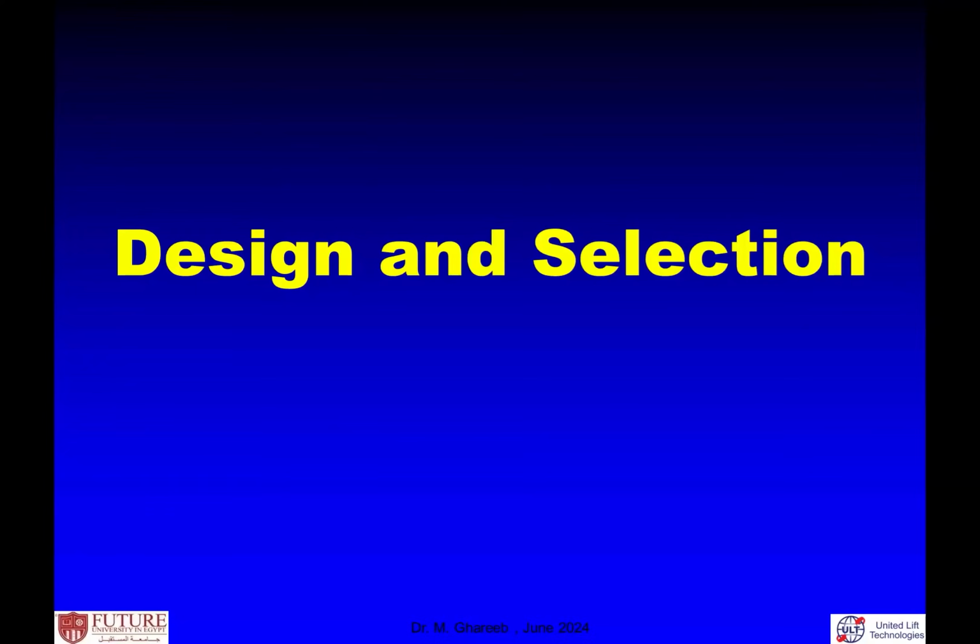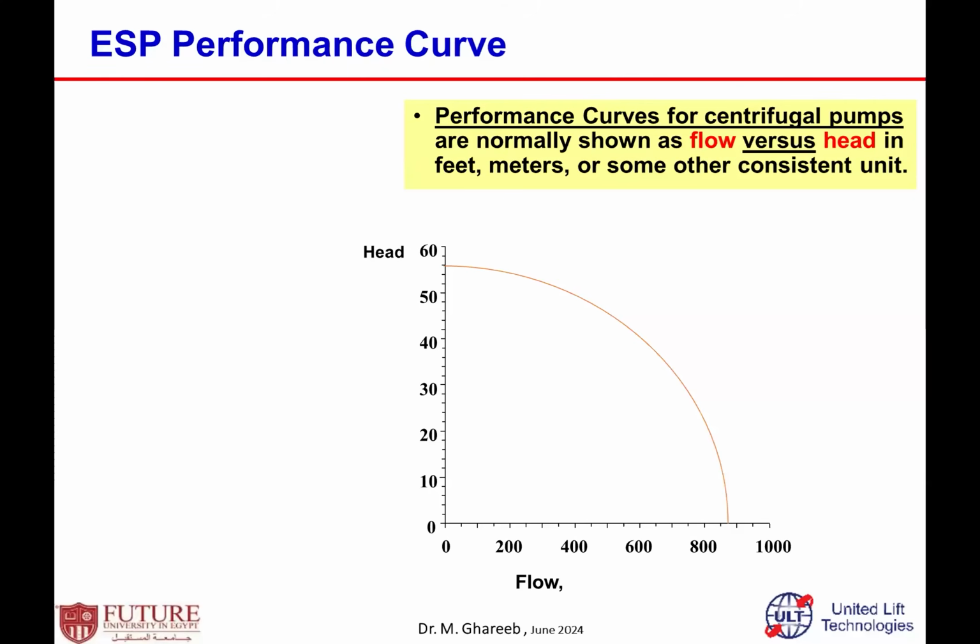This is just a very brief overview of the system components, surface and downhole. How do we design? How do we select the system? How do we select the downhole pumps, the pump configurations and the other parts? I will not go into details on this one, but I'll give you some hints about that.